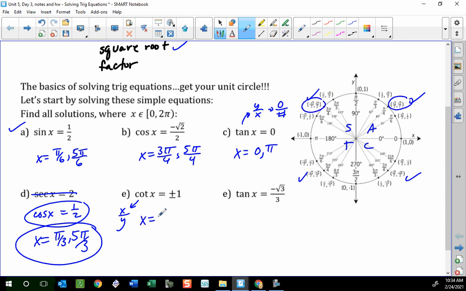So I'm going to name those 4 places. Pi over 4, 3 pi over 4, 5 pi over 4, and 7 pi over 4. So every once in a while you will get more than that. All right, and then this guy, tangent equals negative radical 3 over 3.